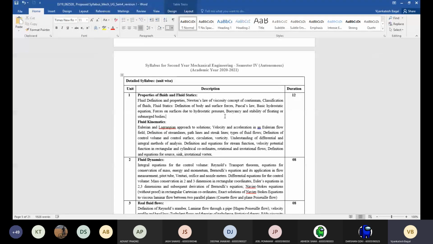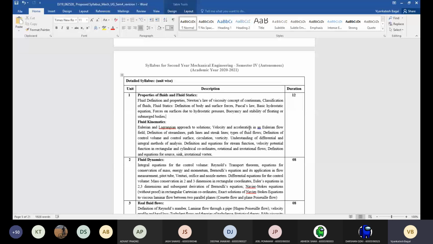Fine. Then we'll also talk about some basic concepts like buoyancy and stability of floating and submerged bodies. This part also you must have studied somewhere from 10th to 12th. You may be calling it buoyancy. I'm just calling it buoyancy. And the stability of bodies which are either floating on the surface or submerged, partially or fully submerged.